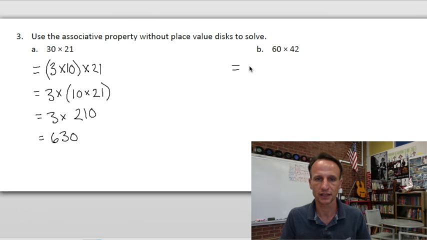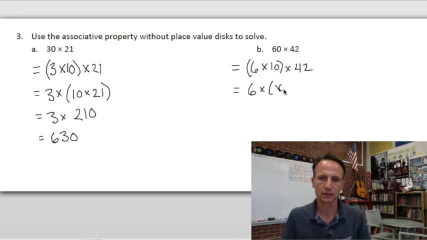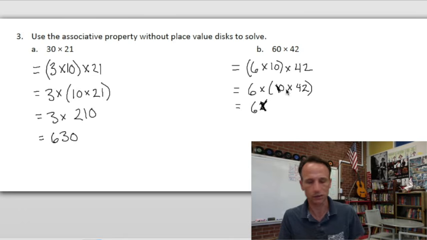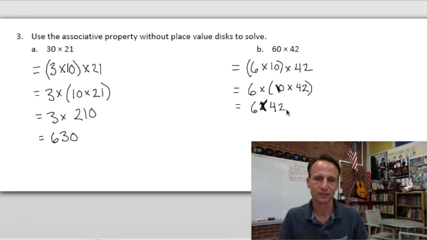So let's go ahead and decompose 60 as 6 times 10. And that's still being multiplied by 42. We'll use the associative property to associate together the 10. 10 times 42, which is easy to do. So it's going to be 6 times... All right, so 10 times 42 is 420.